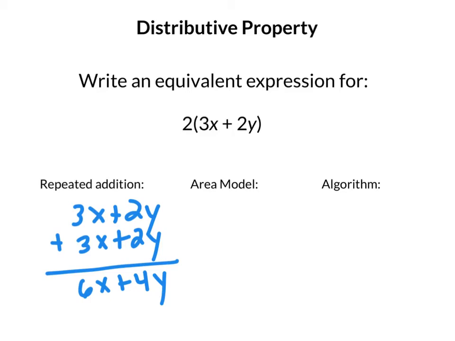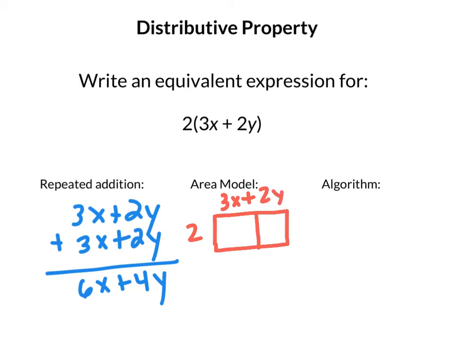So now let's take a look at the area model. For the area model, I'm going to make this a multiplication problem, 2 by the other expression of 3x and 2y. So we're going to start with a rectangle. One side of the rectangle would be 2. The other one will be 3x plus 2y.